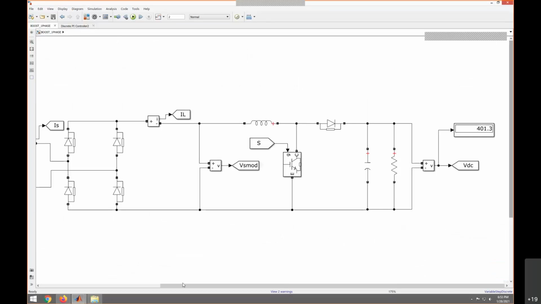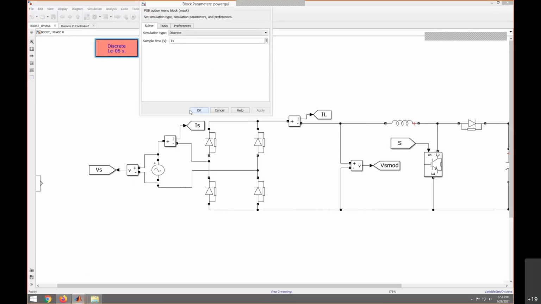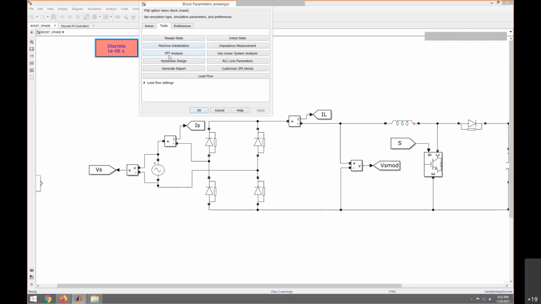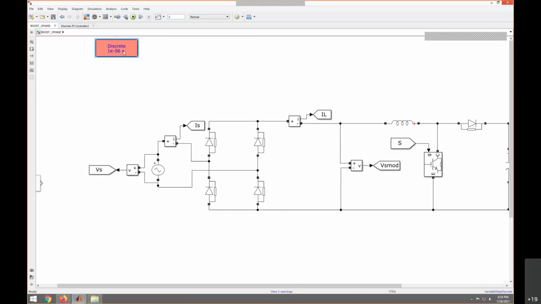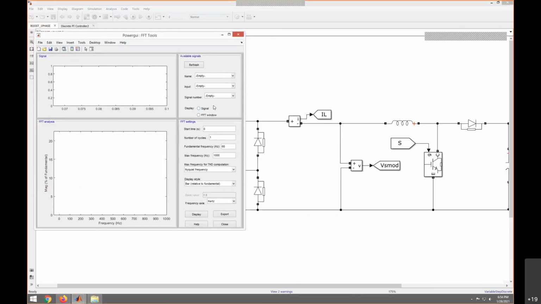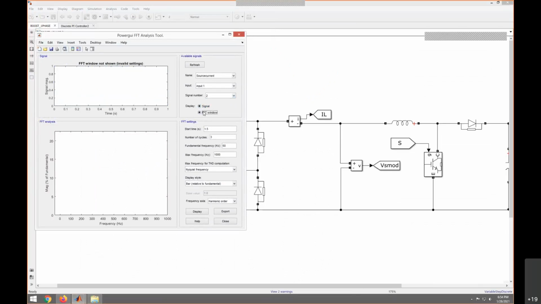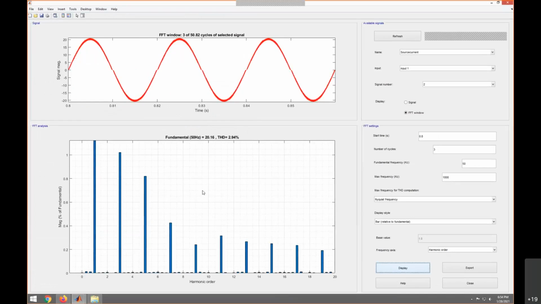So you can also see the harmonic spectrum, where the third order harmonic is eliminated. This is the old one. See here, right? So earlier THD was around 13% or something. Now the THD is reduced to 2.9%. See here, 2.9%.